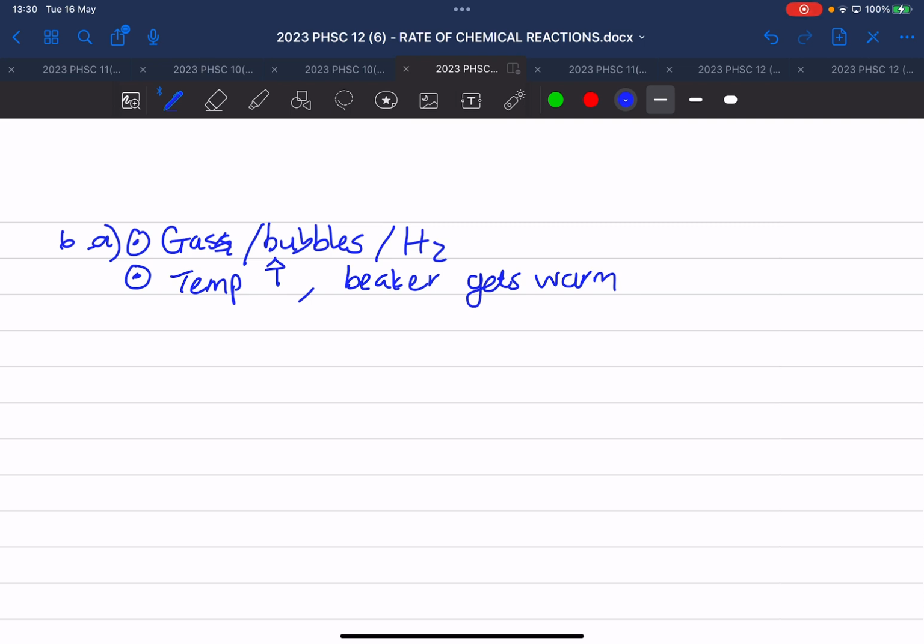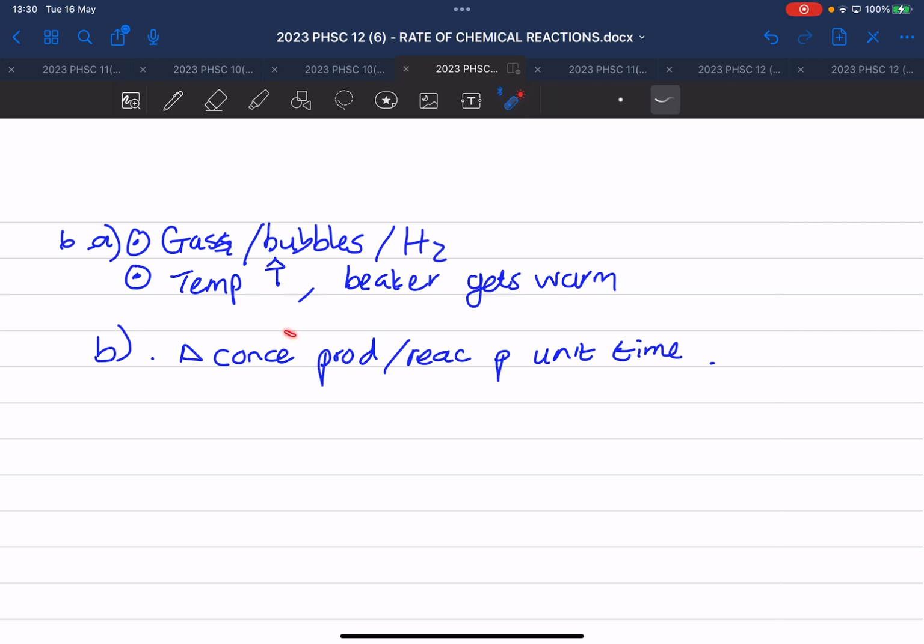Okay, then 6b, they ask, define the term reaction rate. Yes, Bookie? Is it the change in the concentration of products or reactants per unit time? Okay, now you can write it like this, or you can tailor it to fit this experiment. In this experiment we're measuring the change in the concentration of just the reactants. So you can skip out the word products if you want to, but you don't have to.